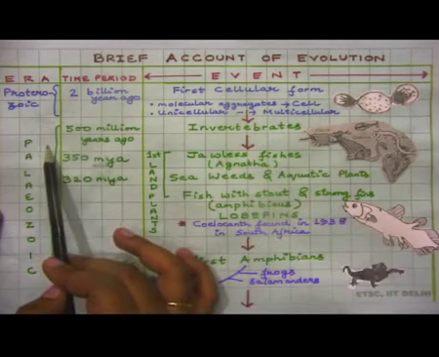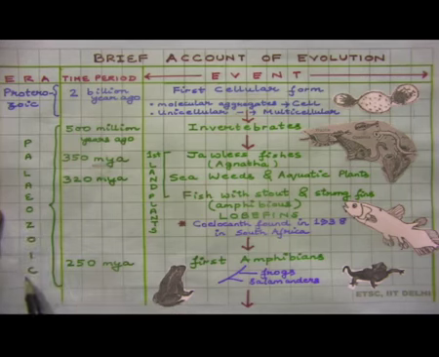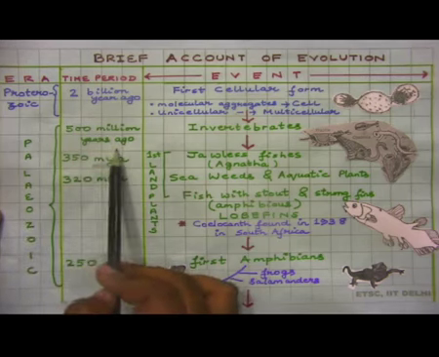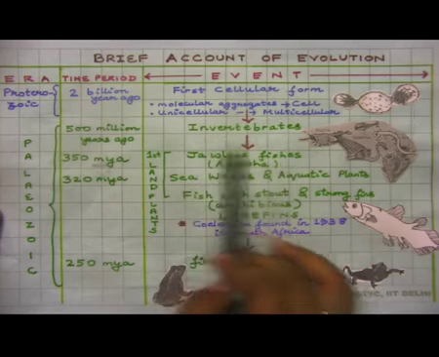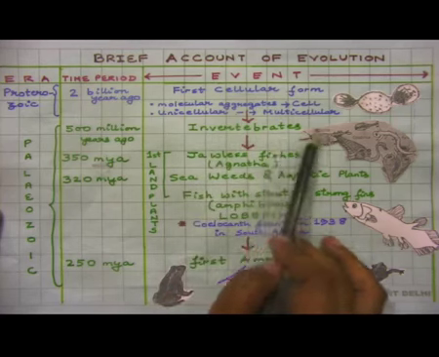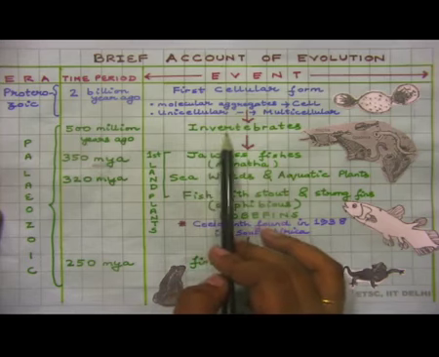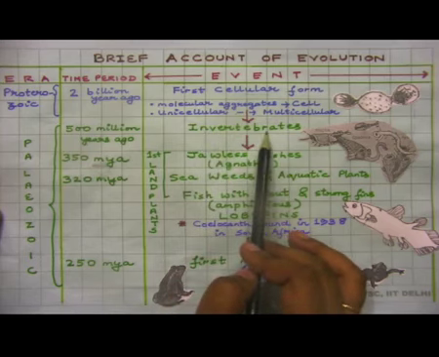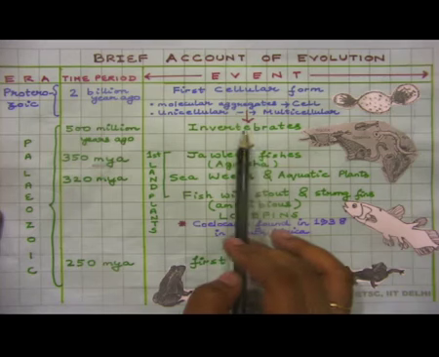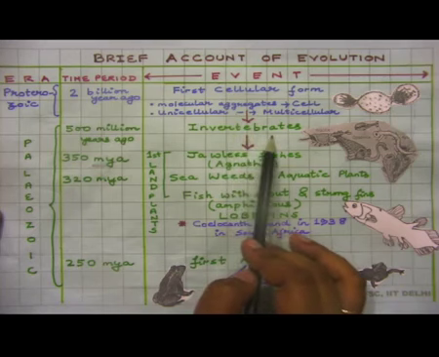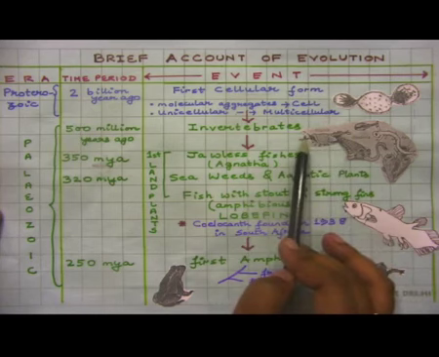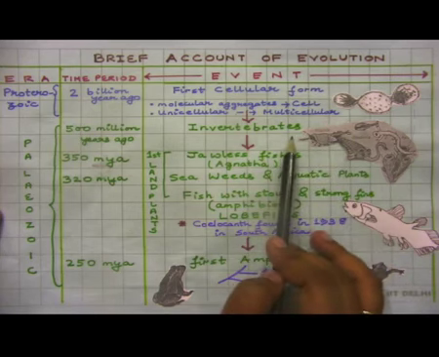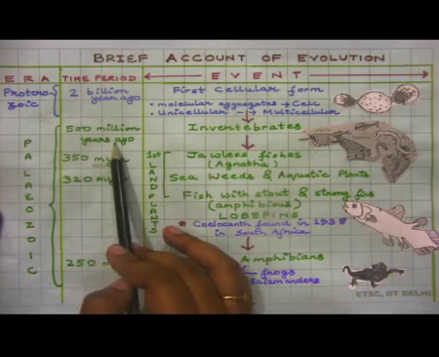Then coming to the next era, which is the Paleozoic era, 500 million years ago, the earth was mostly dominated by the invertebrates. You may know what invertebrates are. Invertebrates are those organisms which do not have a vertebral column, and starting from the porifera, mollusca, coelenterata, annelida, arthropods, they all come under invertebrates. So there was a profusion of invertebrates 500 million years ago.